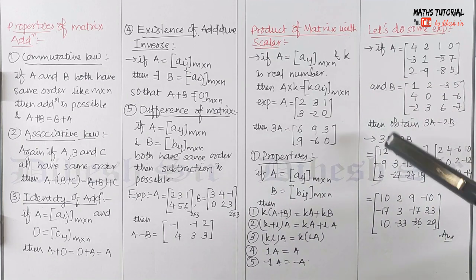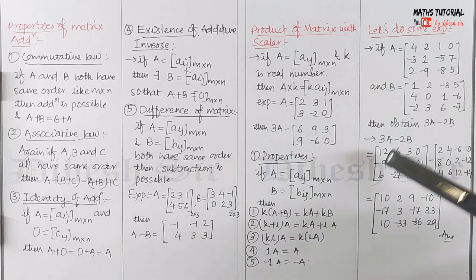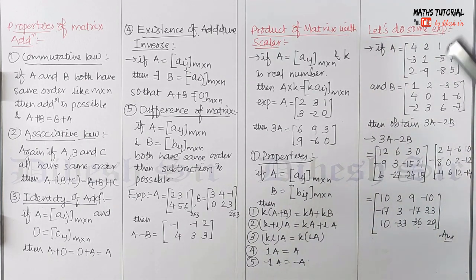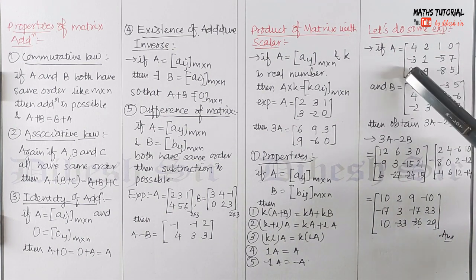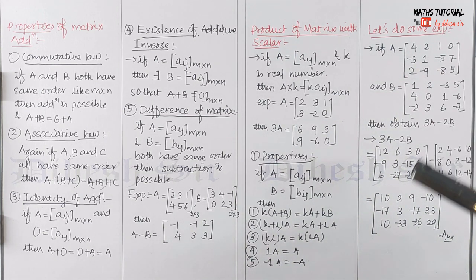So 3 with A means 3 times 4 is 12, 3 times 2 is 6, 3 times 1 is 3, 3 times 0 is 0, 3 times -3 is -9, 3 times 1 is 3, 3 times -5 is -15, 3 times 7 is 21, 3 times 2 is 6, 3 times -9 is -27, 3 times -8 is -24, 3 times 5 is 15.